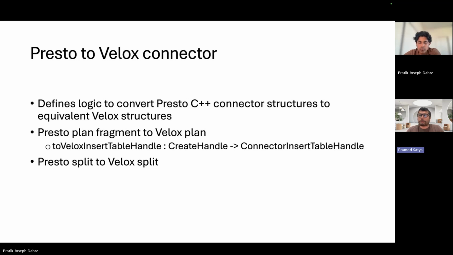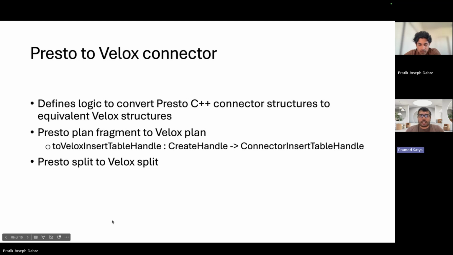The Presto to Velox connector provides APIs that are used while converting a Presto plan fragment to its equivalent Velox plan. For example, when you're converting a table write plan node from Presto to Velox, you'll use the API toVeloxInsertTableHandle to convert the Presto create handle to its equivalent Velox representation, which is connector insert table handle.